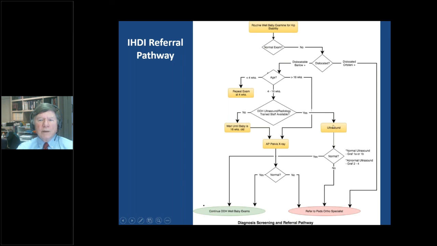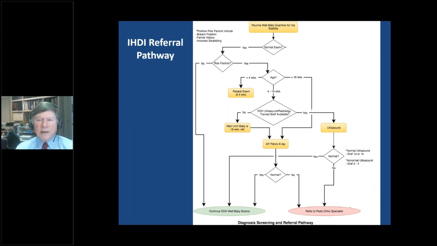If you have ultrasound, then you get an ultrasound for an unstable hip. If you're uncertain, 4 to 16 weeks, you can get an ultrasound and then make a decision. Likewise, if the AP X-ray of the pelvis is normal, yes, then you continue your exam. If it's normal, no, then you refer to peds ortho. So you can follow this pathway, and it's available on our website.